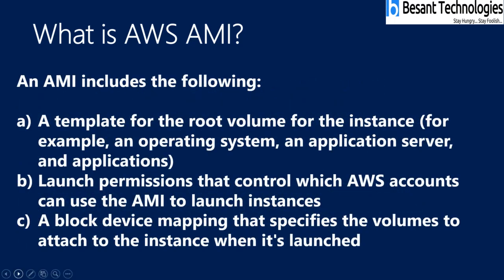Next, we'll see the extent of the AMI. A template for the root volume for the instances, for example, an operating system, an application server, and applications. Launch permissions that control which AWS accounts can use the AMI to launch instances. A block device mapping that specifies the volumes to attach to the instance when it is launched.